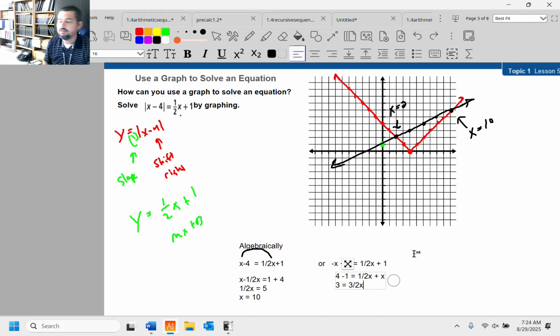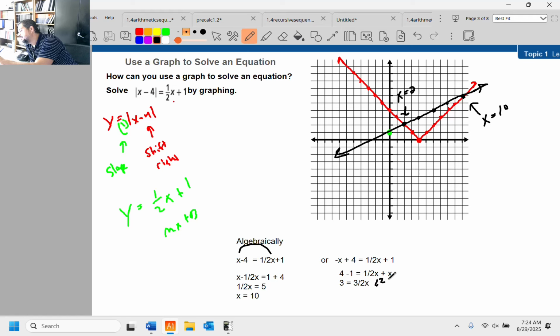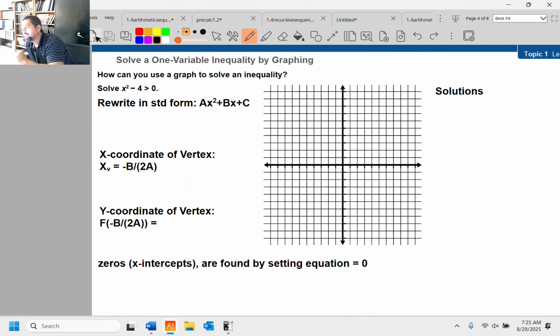Now, by hand, what you do is the opposite of multiplying by 3 halves, which is 2/3. We do opposites, and the 3's cancel, and that gives us the 2 as x. That's just one of many ways to do it.